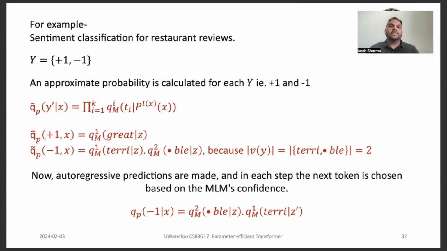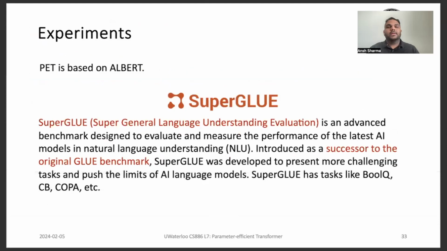If we take the example of sentiment classification of restaurant reviews, we can broadly divide the reviews as positive, that is +1, and negative, that is -1. We calculate the probability of each word that can fit each part of the mask token for each set, and finally recalculate the best token that fits the cloze question. PET is based on ALBERT, and the authors have used an advanced version of the GLUE benchmark known as SuperGLUE. This benchmarking tool contains more challenging tasks like BoolQ, COPA, etc.